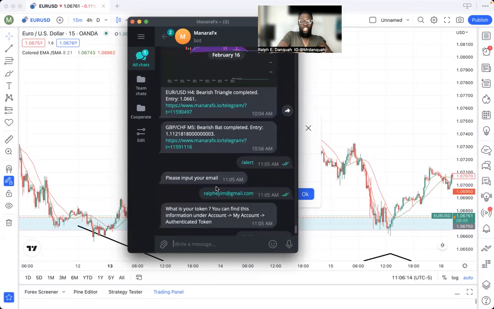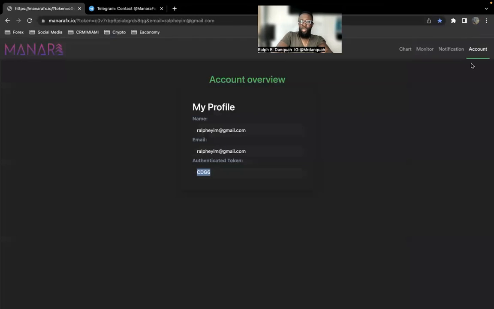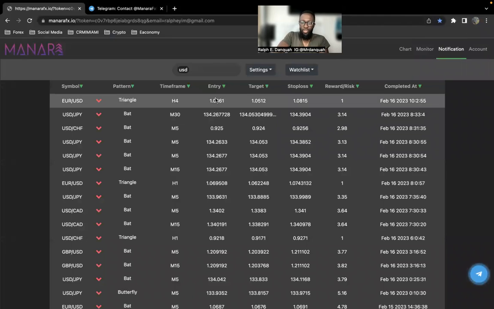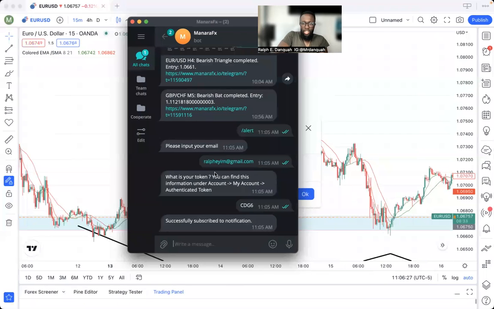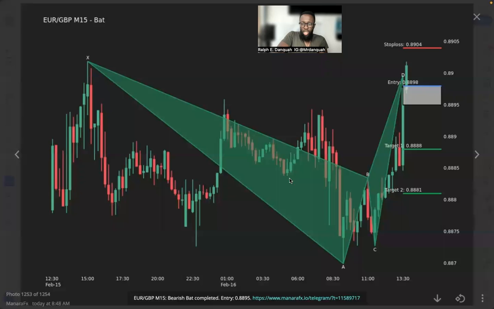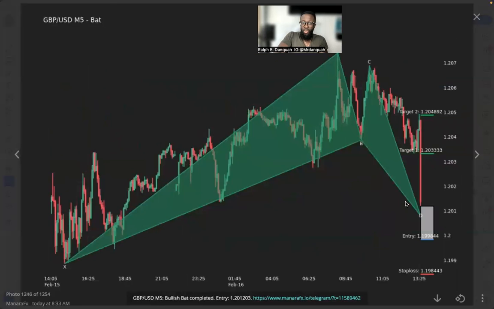Now I'm successfully subscribed, so all the new patterns that come in, I'm good to go. When you go back to notifications, any new trade that comes up, you're able to see it right here as well. In the bot itself, you can see the trades. You could be at work, wherever it may be, and see the pattern EURGBP M15 Bat. It has the entry, you put it into your MetaTrader 4 or whatever platform you're using. Stop loss and take profits are there. So you're able to see this and do it anywhere, right on your Telegram.